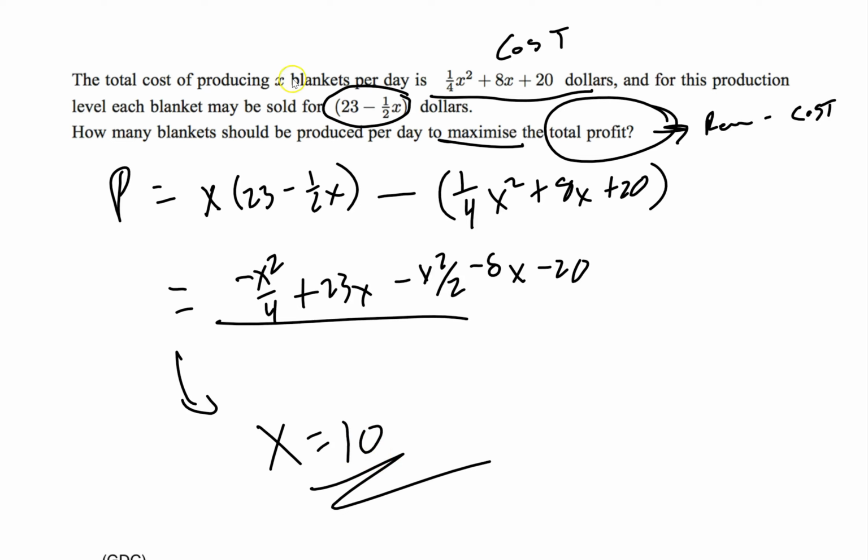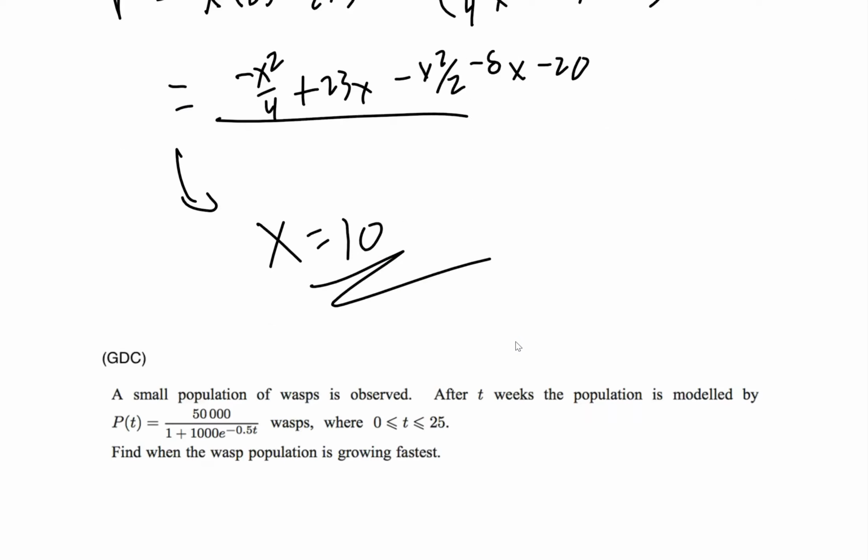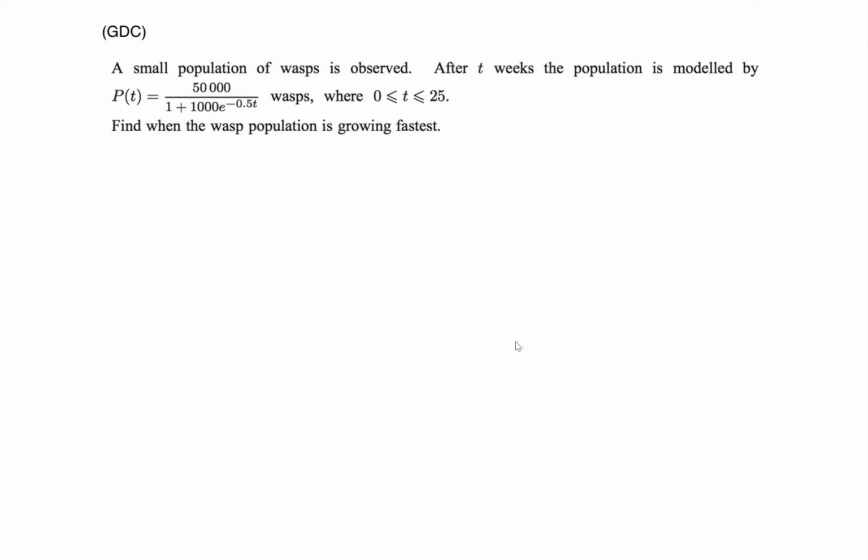So again, lots of ways to do it. Take it to max, do a sign chart, second derivative test, but that's the gist. Last one. Now, keep in mind this one I put GDC, so you expect to use a calculator. Paper 2. A small population of wasps is observed.